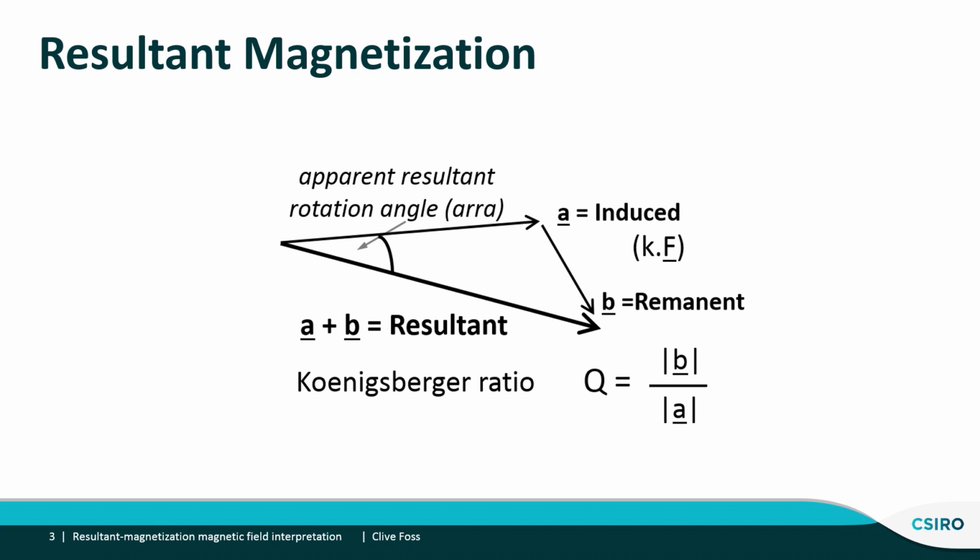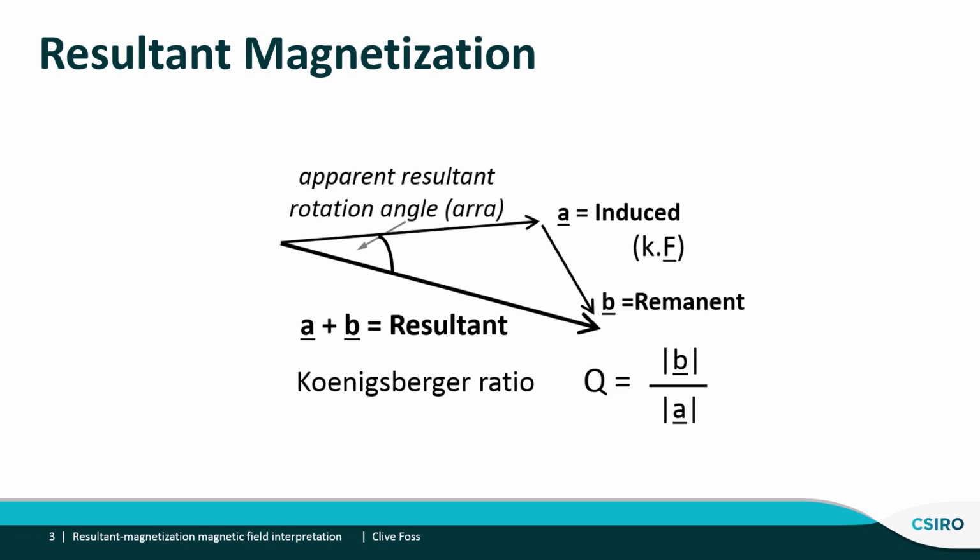The external magnetic field of a source is a function of the vector resultant of its induced and remanent magnetizations. The induced magnetization is generally in the direction of the geomagnetic field and proportional to the magnetic susceptibility. The remanent magnetization can be in any other direction.